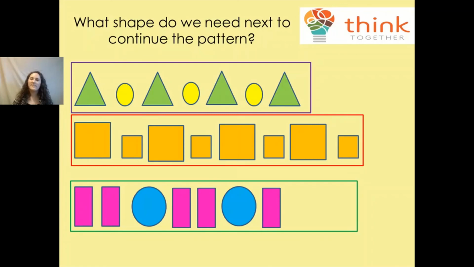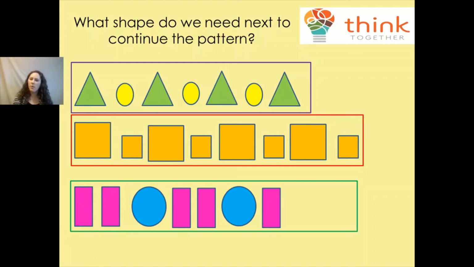Well done. Let's go through the pattern together. Say it out loud with me. I'm going to be saying the names of the shapes this time because there are some different shapes. Rectangle, rectangle, circle. Rectangle, rectangle, circle. Rectangle. What would come next? I know my pattern went rectangle, rectangle, circle.